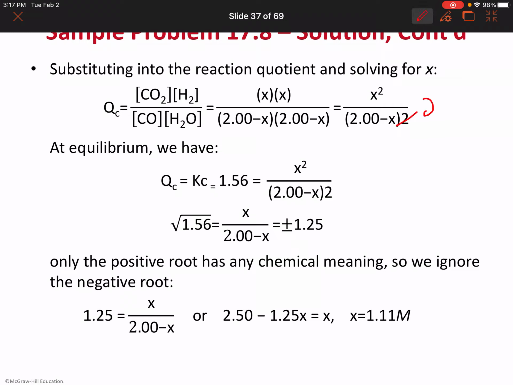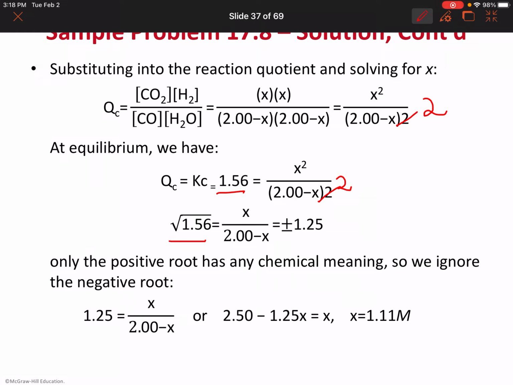It has to be raised to the power 2, same thing, right? So if you have the denominator and the numerator raised to the power 2 and you have a number here, if you want to get rid of the power 2, simply you can take the square root of the other side, right? So the square root of 1.56, and from the other side we have x over 2 minus x.